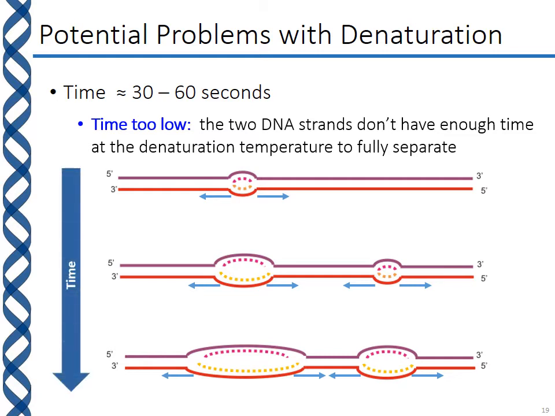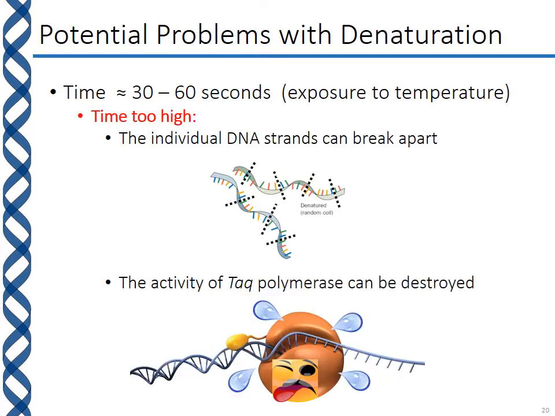But this process does take time, and so if you shortchange the denaturation step, you won't leave enough time for this to occur, and you'll end up possibly in one of these earlier diagram stages where part of the DNA is still bound together. And if that's where your target is, that's unfortunate from a PCR standpoint.